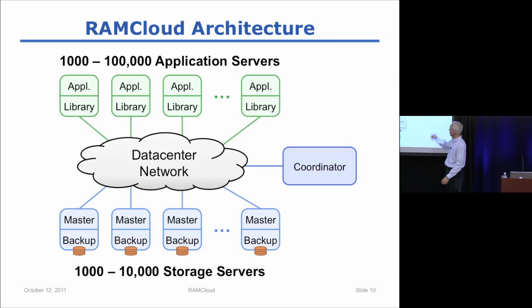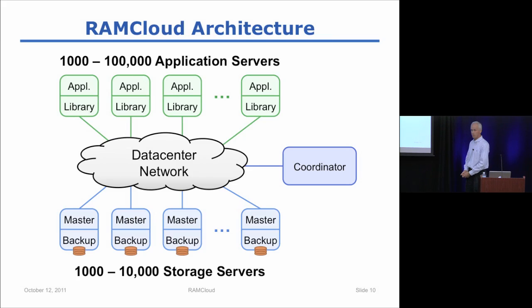Then there'll be a bunch of application servers. We're guessing that there are likely to be more application servers than storage servers. It seems like people tend to have 1 to 10 times as many application servers as storage servers. They access RAMCloud through a library package that will basically hide all of the distributed nature of the system. Applications can think about this as one logically centralized, very, very fast storage system.